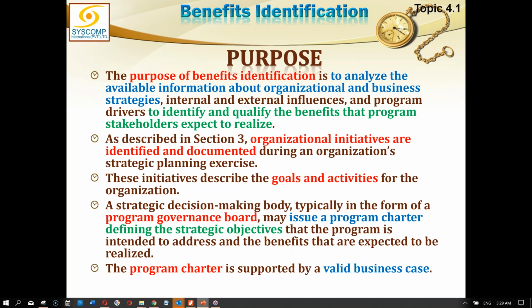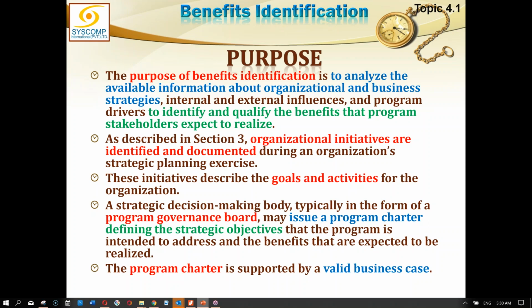Portfolio has not been created as a sponsor to all the projects and programs. Sometimes it may be, I'm not saying it is not possible. Sometimes portfolio may behave like a sponsor in some organizations, but this is not the classic way of looking at it. Portfolio's alignment is different than the program and project alignment with the organizational strategy. Anyways, these initiatives describe the goals and activities for the organization. So, which initiatives? The change related initiatives, projects, and programs.